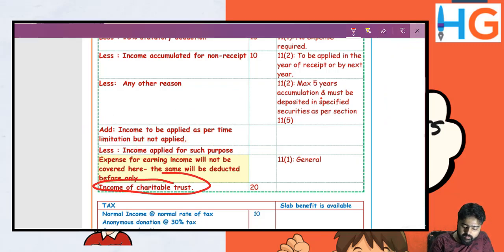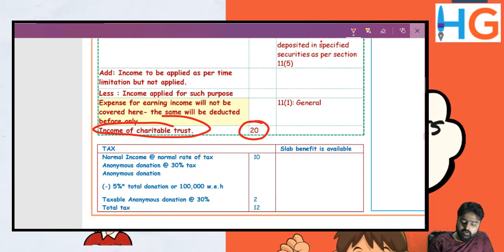Income of charitable trust: 20. This is the final amount on which tax will be calculated. Normal income. So will the basic exemption limit be available? Yes, it will be available. Normal income will be taxable at normal rates of tax. However, anonymous donations will be taxable at 30% flat.